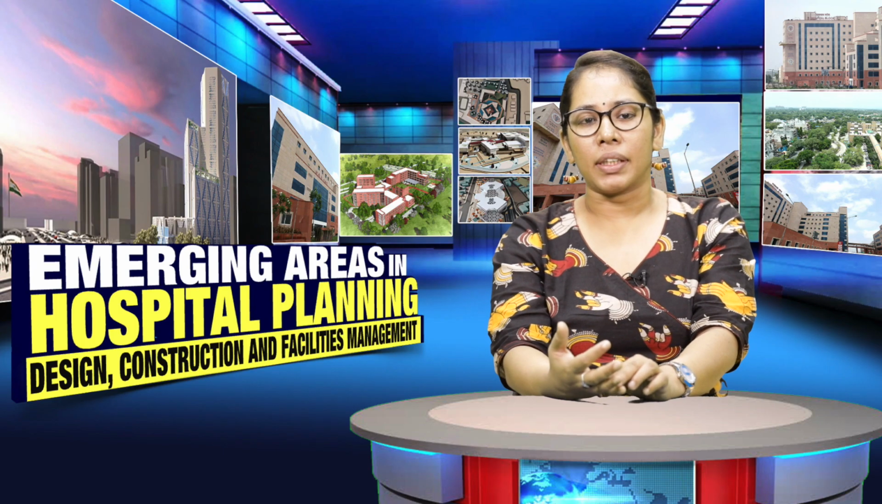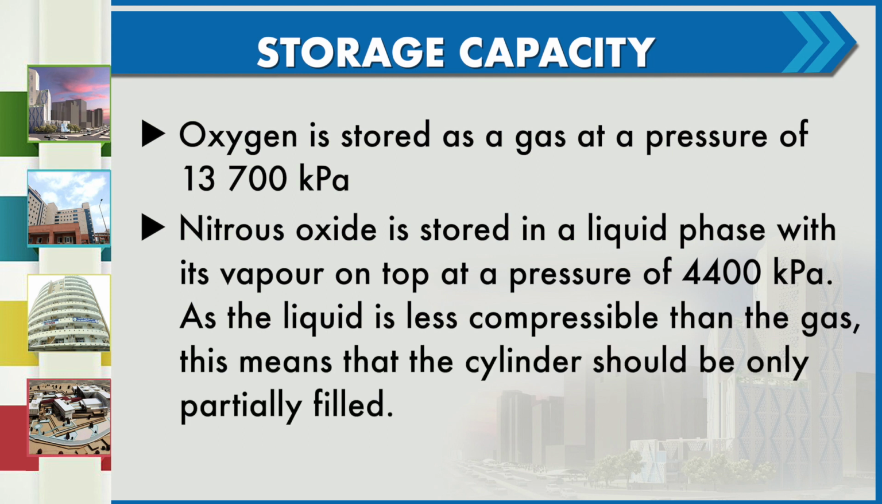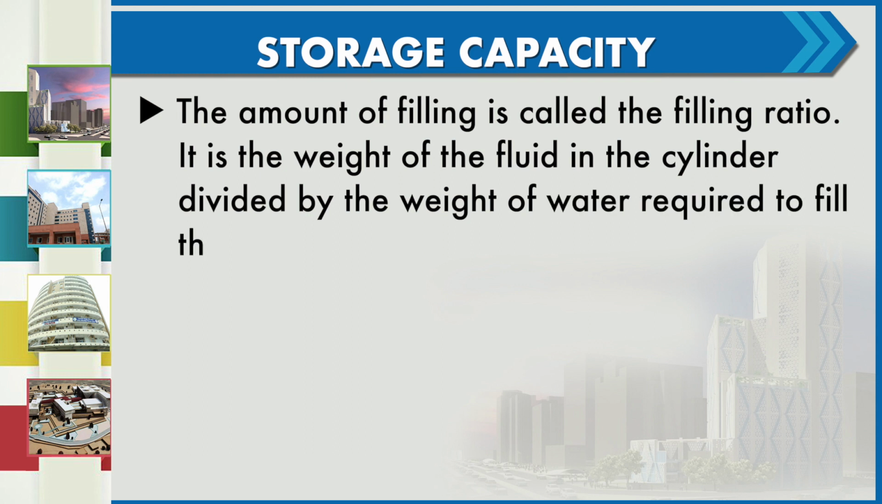Now the storage capacity. Oxygen is stored as a gas at a pressure of 13,700 kilopascals. Nitrous oxide is stored in liquid phase with its vapor on top at a pressure of 4,400 kilopascals. As the liquid is less compressible than the gas, this means that the cylinder should be only partially filled. The amount of filling is called the filling ratio.